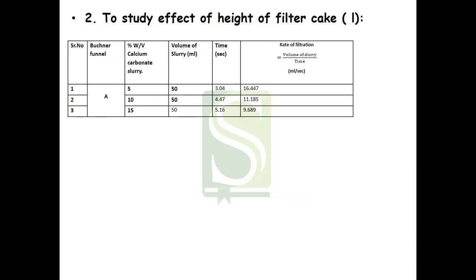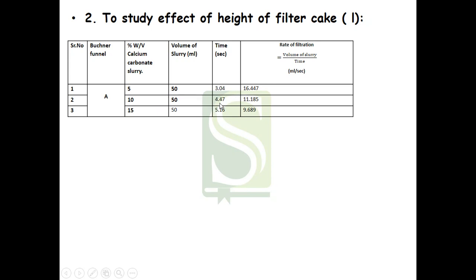Then next, we'll see the next table, and it is to study the effect of height of the filter cake, or we can say a factor which is affecting the rate of filtration is the amount of suspended particles present in the suspension. For this we have used only one funnel. We prepared a slurry of 5%, 10% and 15%. The whole volume of 50 ml was passed every time, of 5%, 10% and 15%, through funnel A. So for the 5% slurry, the time required was 3.04 minutes.